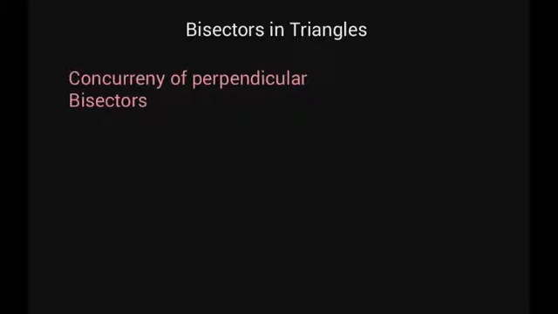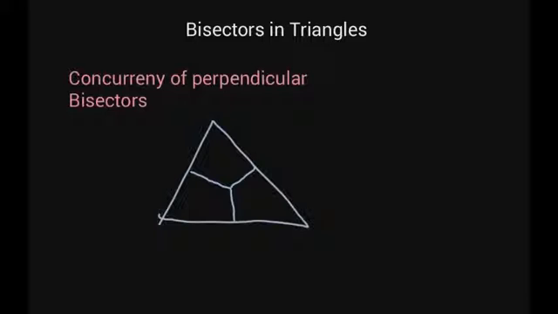Alright, today we're going to talk about bisectors and triangles. First thing you need to know is concurrency of perpendicular bisectors. So, talking about triangles here. So let's get a triangle. And the concurrency of perpendicular bisectors is the point where each perpendicular bisector meets in a given triangle. So this point right here, where those three perpendicular bisectors meet, is the point of concurrency.